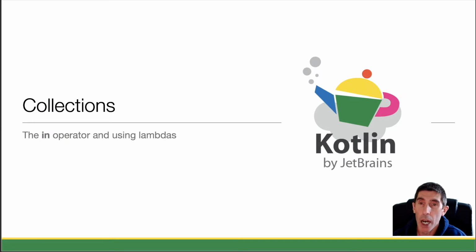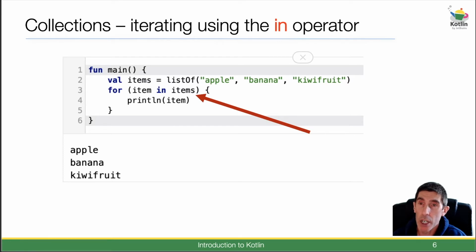Okay, so to talk about the in operator and using lambdas within the context of how they're used to interact with collections, here's a simple example we've seen already. We have our list of items there, list of strings, 3 strings, apple, banana, and kiwi fruit, and we can very simply navigate through them all with a simple for loop, for item in items, and then we can print it out, and there we get apple, banana, and kiwi fruit printed out. So again, pretty straightforward.